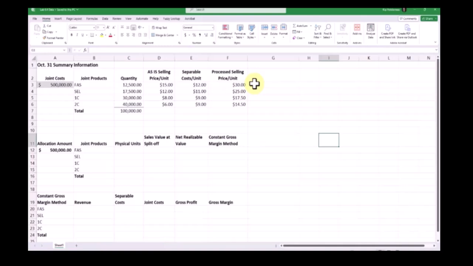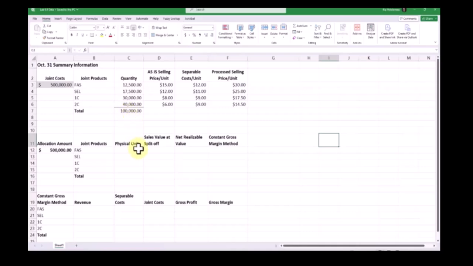And we're going to see that the method we use to allocate these joint costs can really change the reported profitability of each product. So it's really important that we understand our costs so that we can make good strategic decisions. So the first method we're going to run through is called the physical units method. It's the simplest method, and the cost allocation is based on prorated units at the split-off point, which we can find in column C. So at the split-off point, we have 12,500 board feet of first and seconds, and so on to get to 100,000 total board feet of lumber.